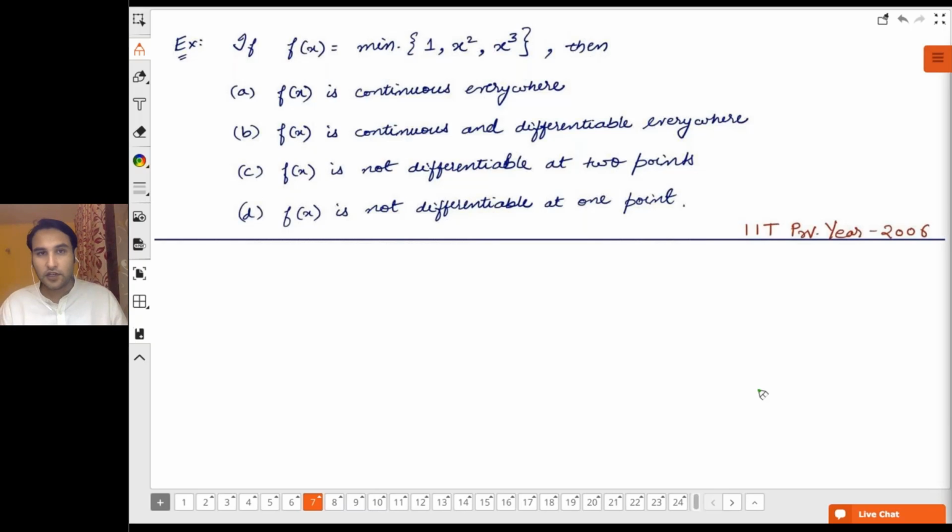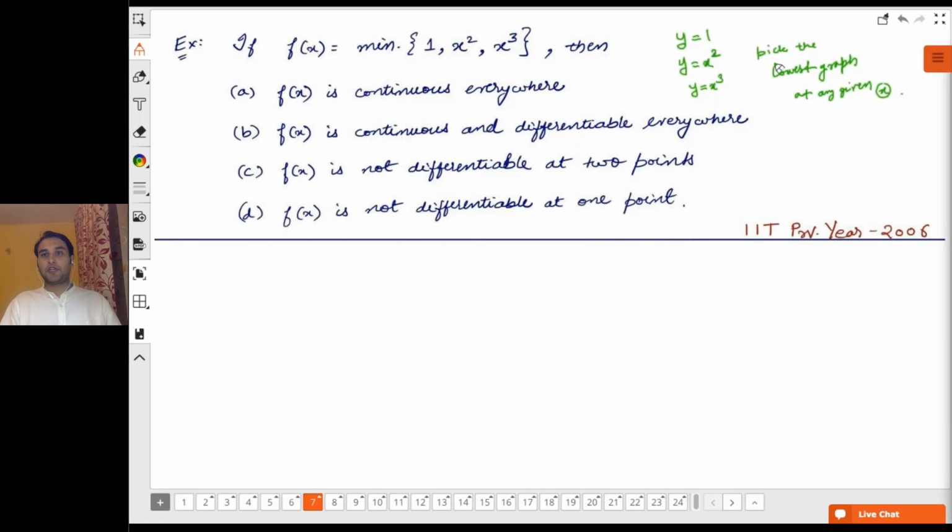Quickly make the graphs. You know the graph of y is equal to 1. So basically these are the three graphs you will be plotting. Y is equal to 1, make its graph. Y is equal to x square and y is equal to x cube. Plot the three graphs and then keep picking the lowest graph at any given x. Keep picking the lowest graph.